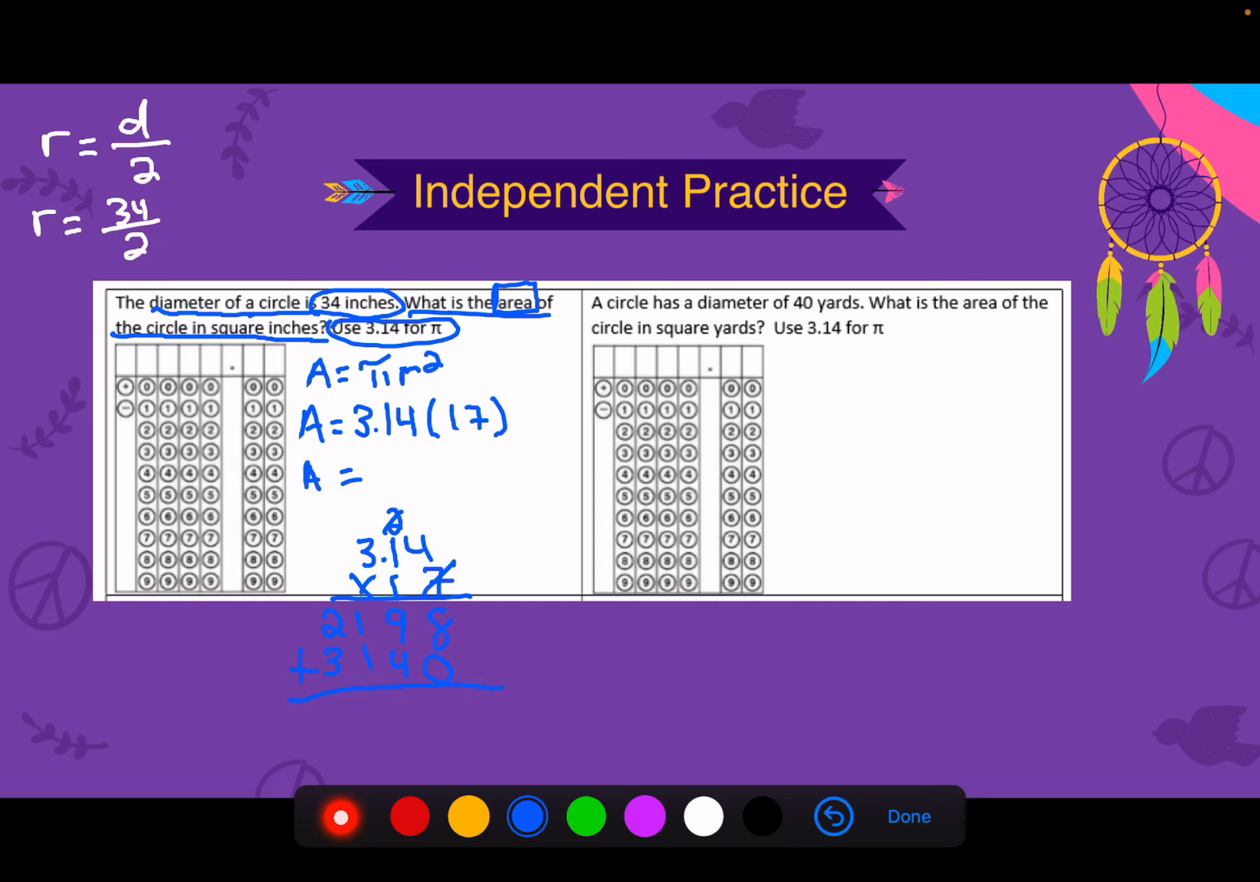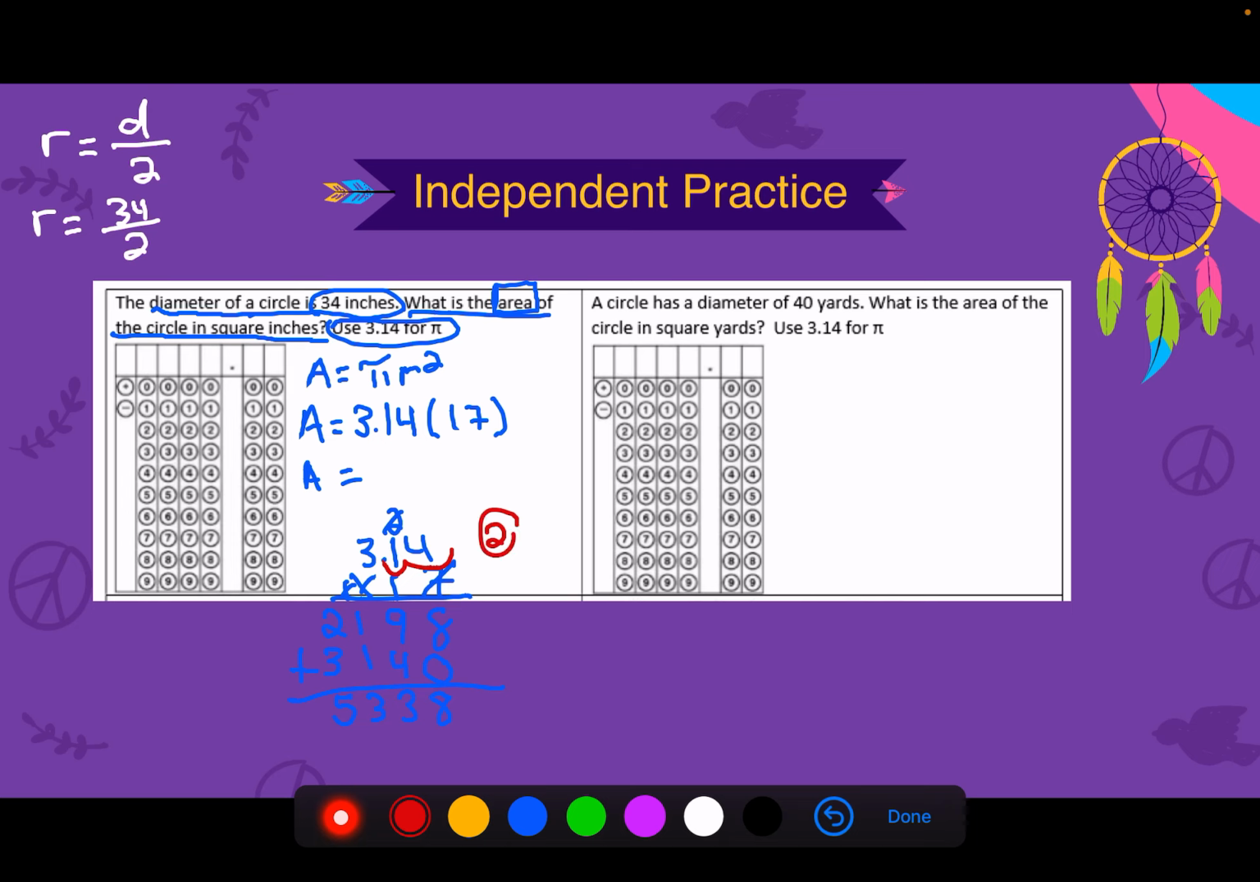So now you're going to add these two. So that's 8. 9 plus 4, 13. 1 plus 1, plus 1. 3 is correct. We're done with that one. Cross it out. 2 plus 3, 5.